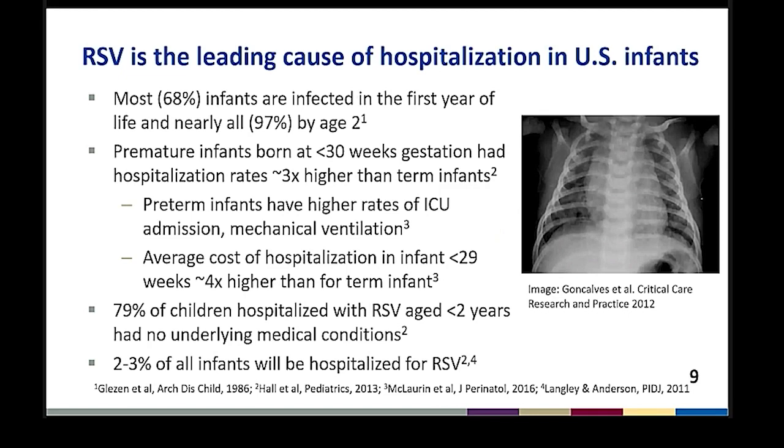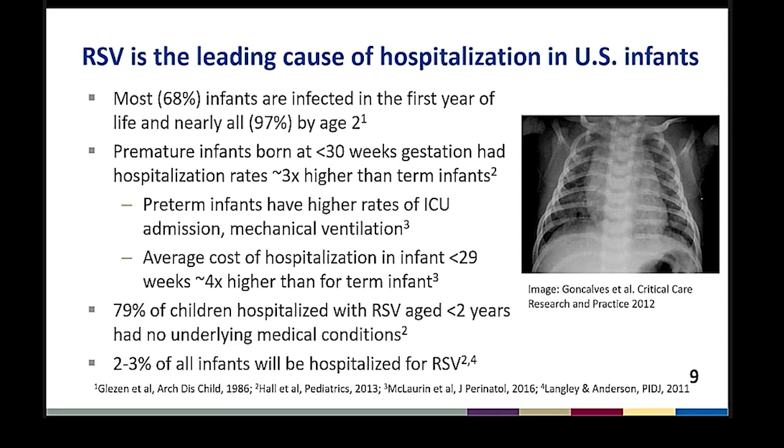RSV infection is the leading cause of hospitalization in U.S. infants. Most infants are infected in the first year of life, and nearly all by age 2. Approximately 40% of infected infants will develop a lower respiratory tract infection called bronchiolitis, among whom 3 to 5% will require hospitalization. Premature infants born at less than 30 weeks gestation have hospitalization rates 3 times higher than term infants.